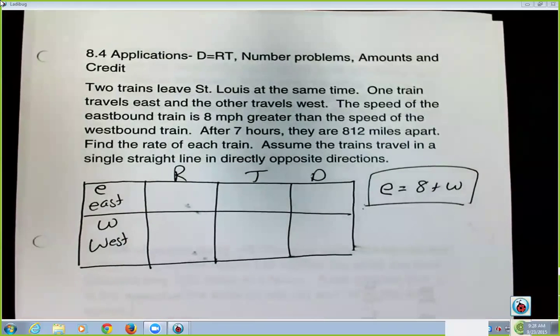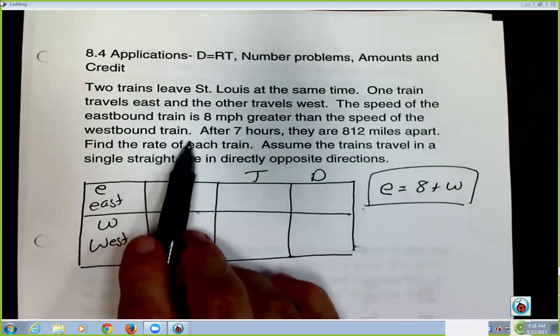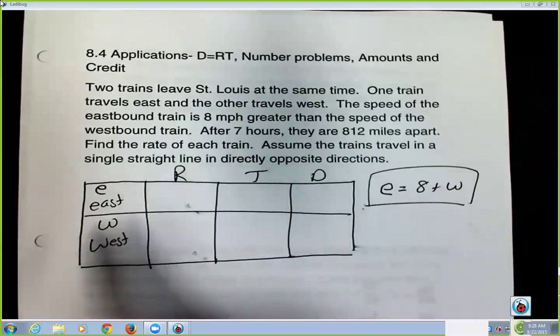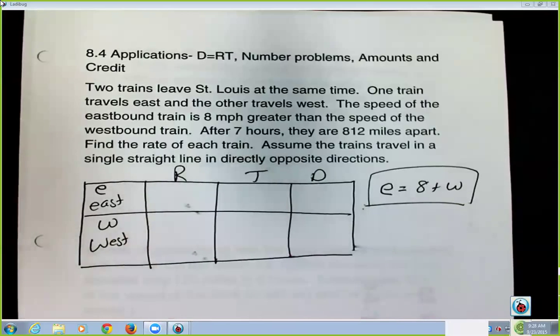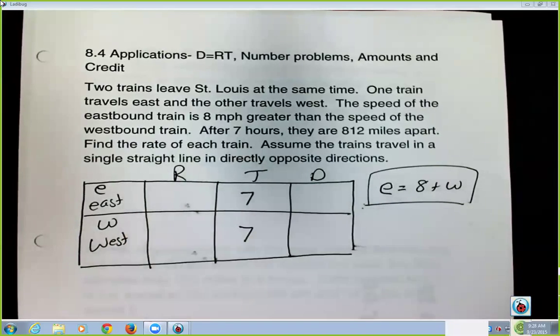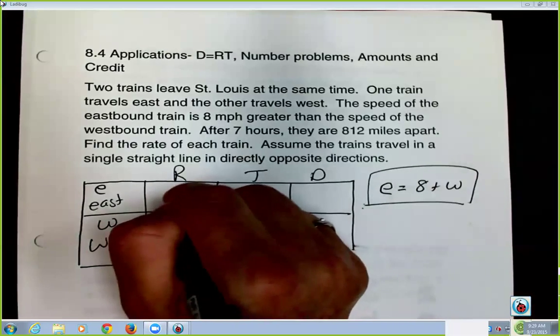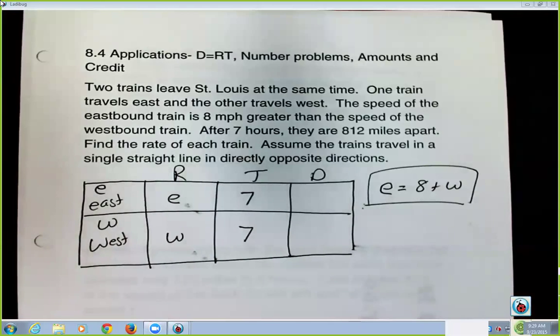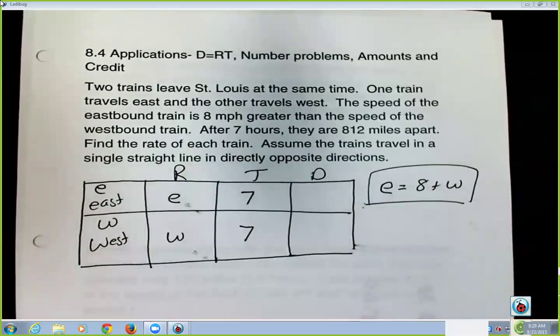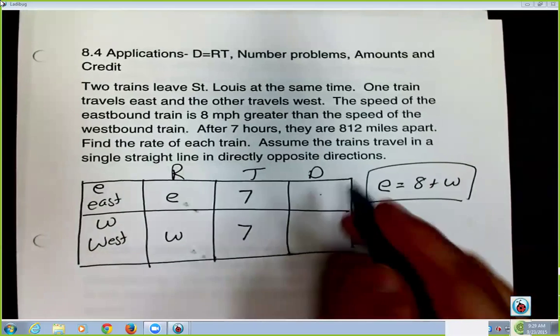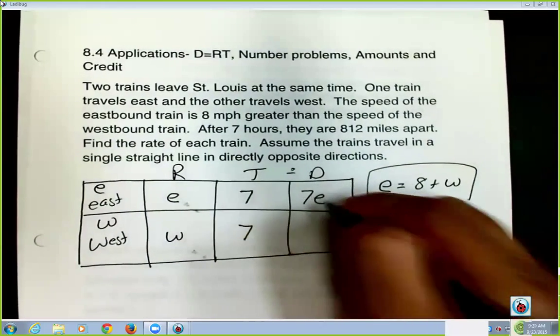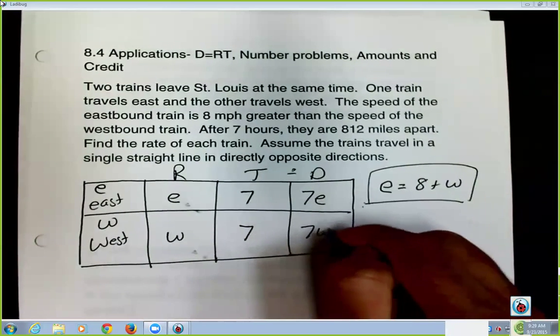The second equation I need to figure out from what they tell me. After traveling 7 hours, so who travels 7 hours? Does each train travel 7 hours, or does only one train travel 7 hours? Both. So my time is 7. What do we know about their speed? Well, we know E and W will be our east and our west speed. So to equal the distance, we have 7E and we have 7W.